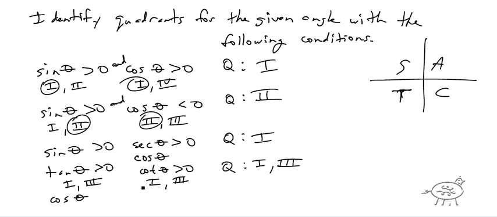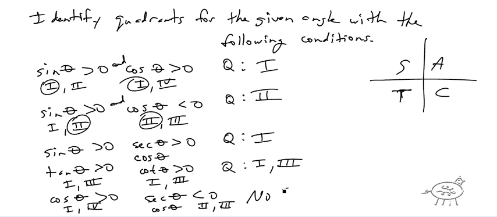Okay, here's another one. Cosine of theta is greater than 0. Secant of theta is less than 0. Well, isn't secant the reciprocal of cosine? Just think about it. What's this going to be? It's going to be no solution, right? Because you can't have cosine greater than 0 and less than 0. If I looked at the chart, it's greater than 0 in quadrants 1 and 4, and it's less than 0 in quadrants 2 and 3. Okay, that makes sense. So the answer to this one is no solution.